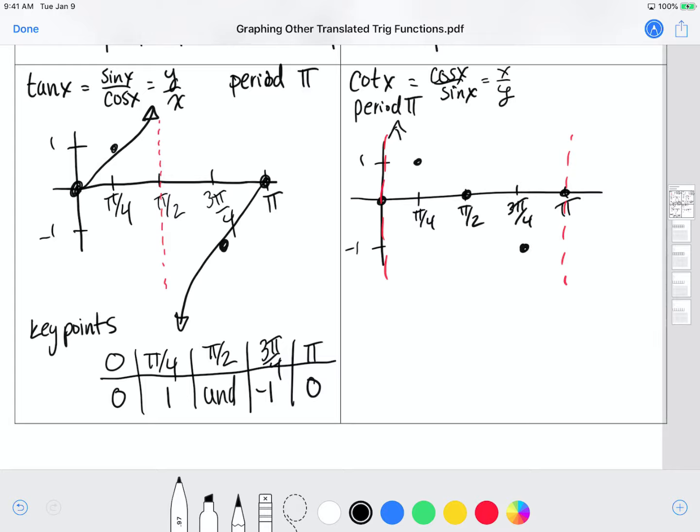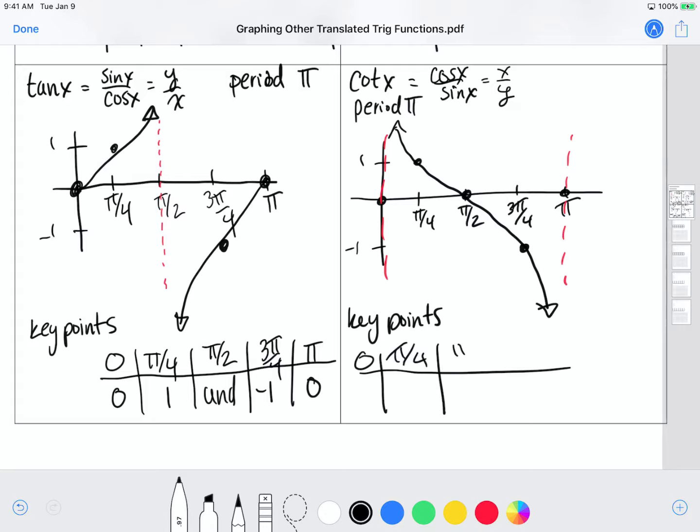It's going to come up on this side, and it's going to come down on the other. So it's going to be a decreasing function. Going left to right, it's decreasing. My key points when we graph translated functions, because it has a period of pi, we're only going to go from 0 to pi, and we're breaking it up into 4 pieces. So at 0, it's undefined because we have an asymptote there. At pi over 4, it's 1. At pi over 2, it's 0. At 3 pi over 4, it's -1. And then at pi, it's undefined because we have an asymptote there.